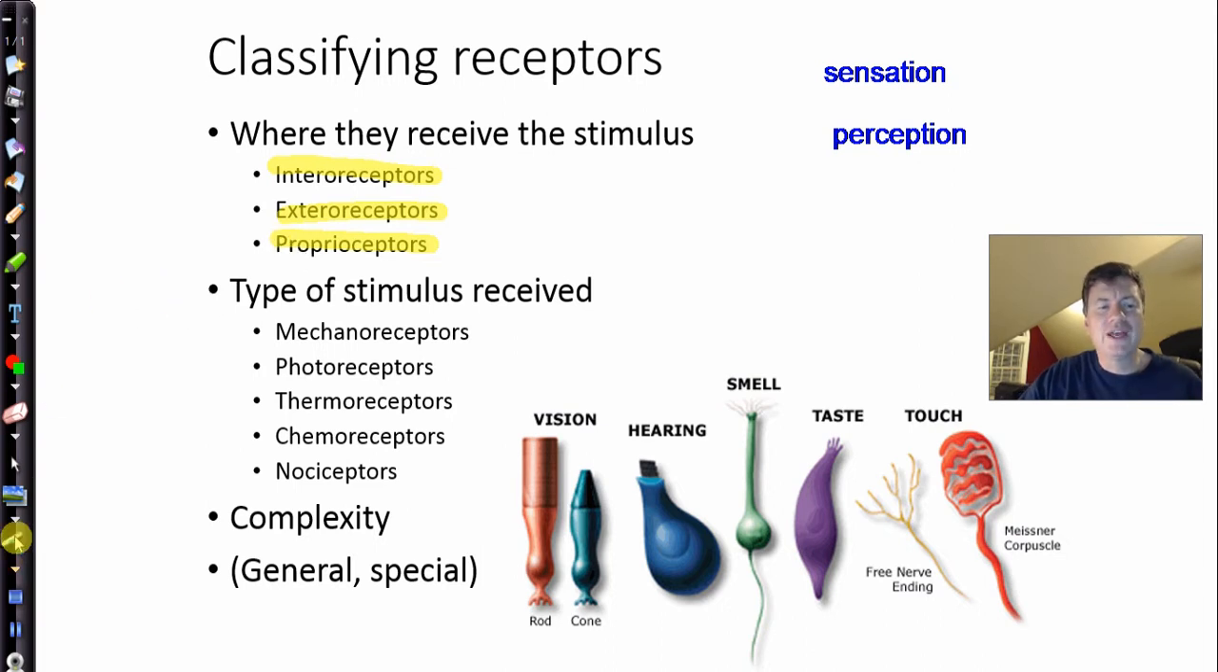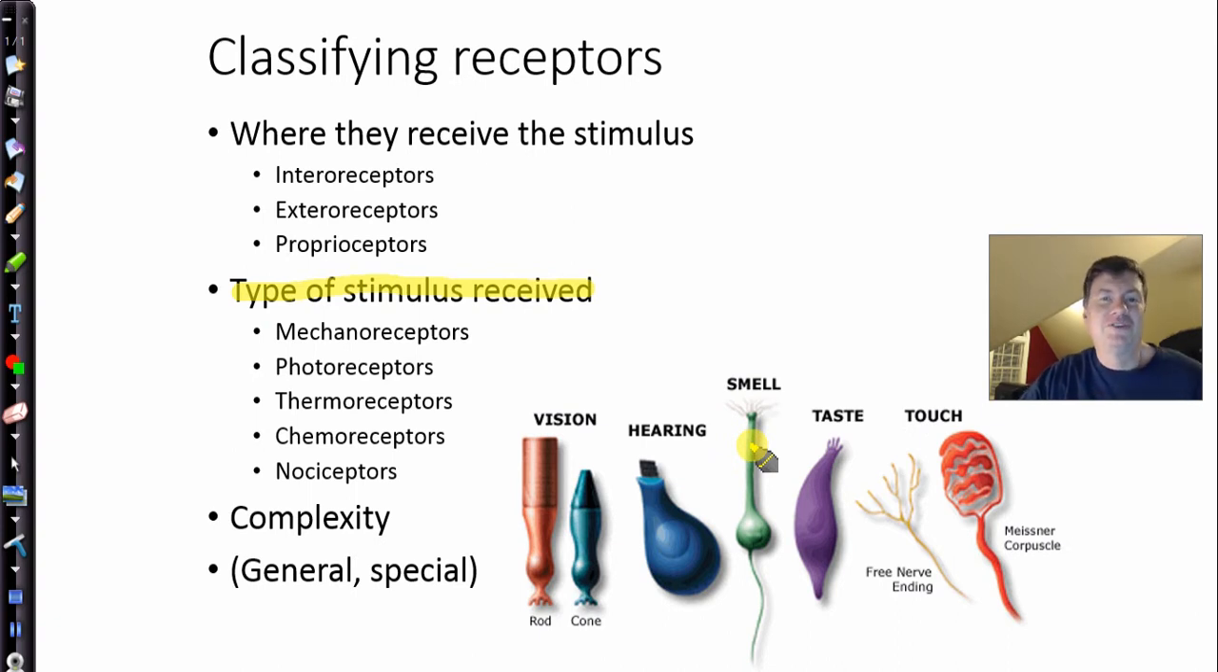We can also look at the receptors in terms of the kind of stimuli they receive. Every receptor can't receive every kind of stimulus. A hearing receptor cannot turn light waves into a stimulus. Smell receptors can't hear. So we have to be aware that receptors are specialized to that extent.